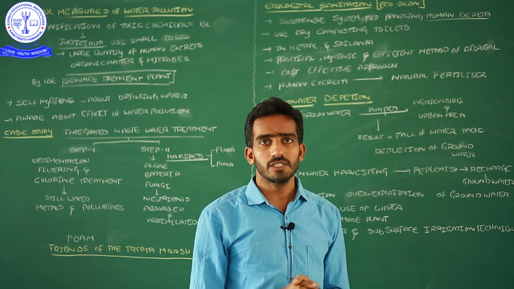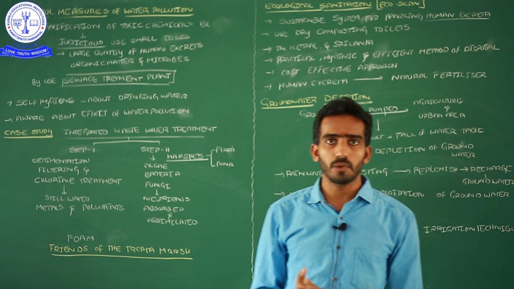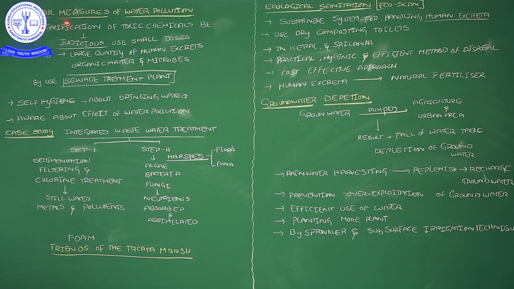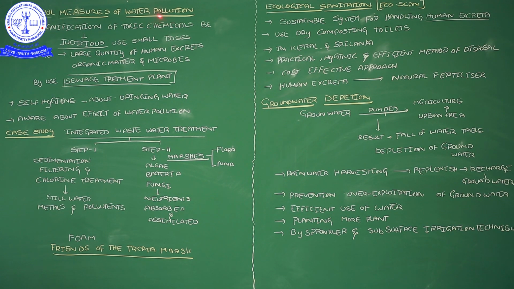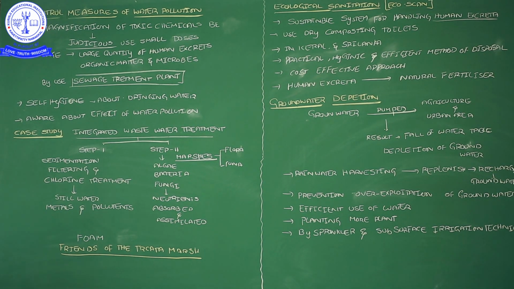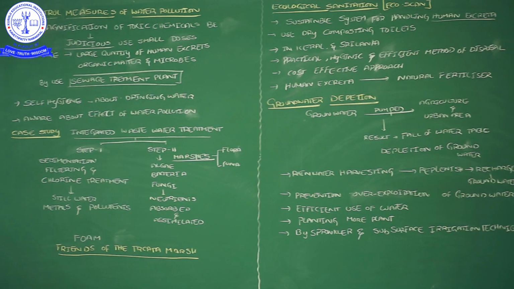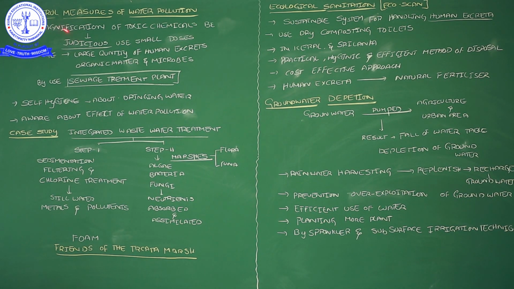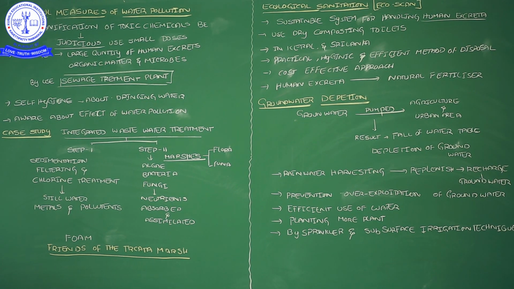Okay, dear students, let's start our video session regarding the continuation of water pollution, the control measures of water pollution. In the last video, we discussed biological magnification. Biological magnification means accumulation of toxic substances in the food chain from the lower trophic level to the higher trophic level, correct na? So here, biological magnification of the toxic chemicals is reduced by the judicious use of small doses.